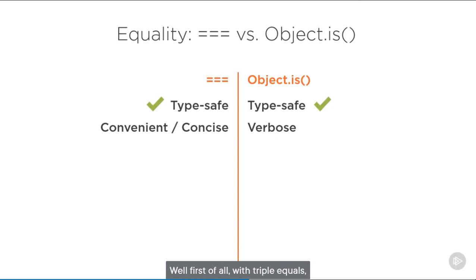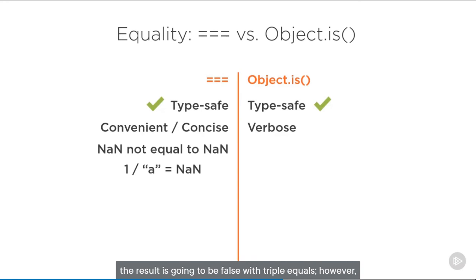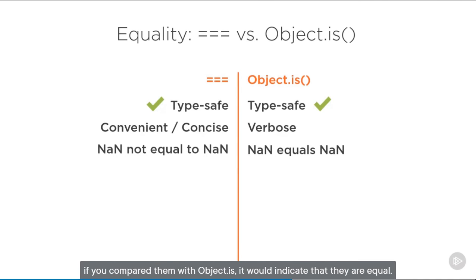Well, first of all, with triple equals, 2 not a number values are not equivalent. If you're not familiar with not a number, or NaN, it is the result of a non-numeric mathematical equation. So for example, if you tried to divide the number 1 by the letter A, you would get not a number. And if you were to compare 2 not a number values, the result is going to be false with triple equals. However, if you compared them with Object.is, it would indicate that they are equal.